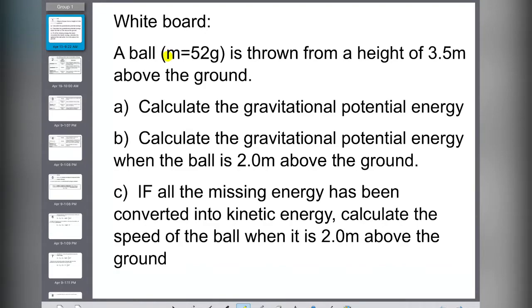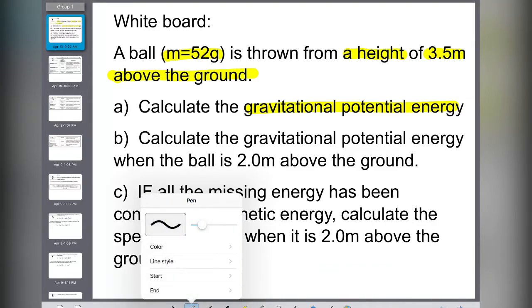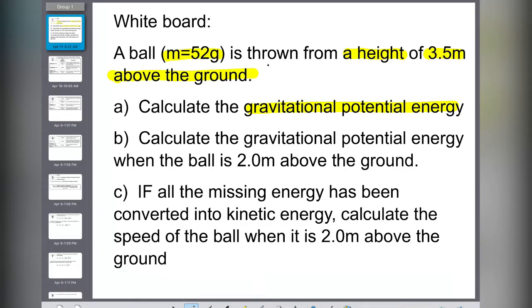So a ball of mass 52 grams is thrown from a height of 3.5 meters above the ground. They want you to calculate the gravitational potential energy. Hopefully the first thing you know is that you have to convert your mass into SI units, so kilograms. To do that, you divide by 1,000 to go from grams to kilograms. And they gave you that the height is 3.5 meters. The first question asks to calculate the gravitational potential energy.